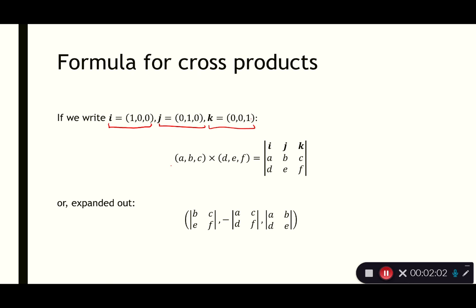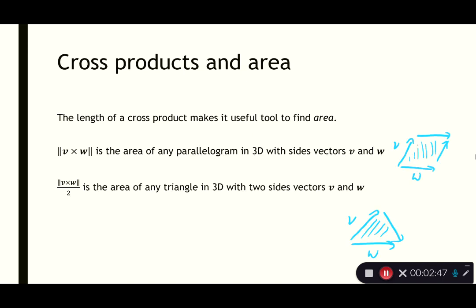If we have 2 vectors, a, b, c, and d, e, f, we can put them as row vectors in the bottom of a 3 by 3 matrix, and in the top row we put these 3 standard vectors, i, j, k, and then we take the determinant. We step through the first row, we multiply i times the 2 by 2 matrix we get by leaving row 1 and column 1 out, and then minus j times the matrix we get by leaving row 1 and column 2 out, and then k times the third 2 by 2 determinant. It expands out to a formula that looks like this, but nearly nobody actually remembers the formula that way. They remember the determinant formula because it's much cleaner to think about.